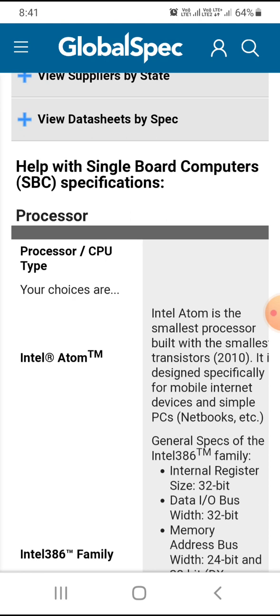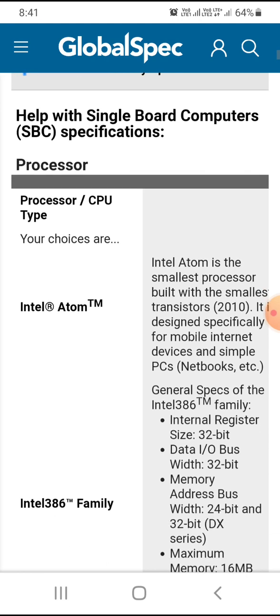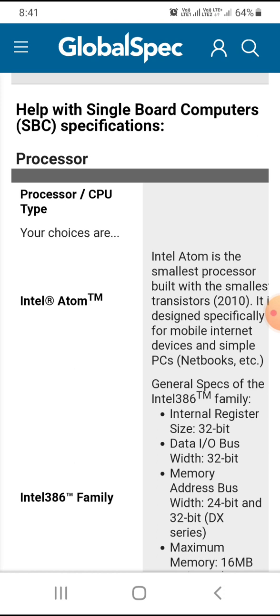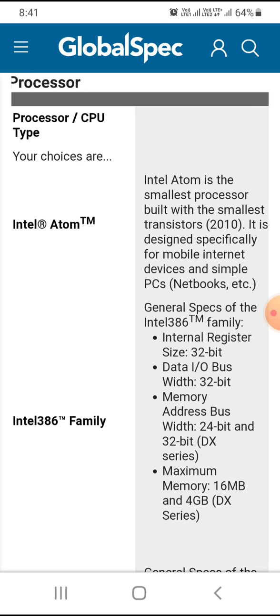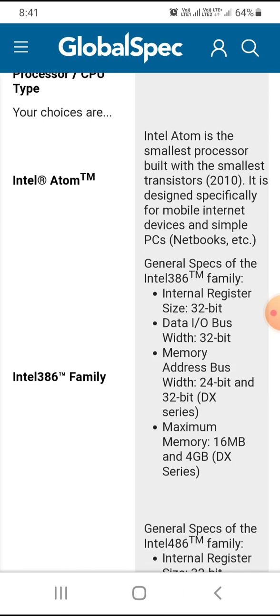Your choices are like Intel Atom. Intel Atom is the smallest processor built with the smallest transistors. In 2010, it was designed specifically for mobile internet devices and simple PC networks. General specs of the Intel 386 family: internal register size 32 bits, data input output bus 32-bit, memory address bus 24 bits and 32 bits for the DX series, maximum memory 16 MB and 4 GB for the DX series.